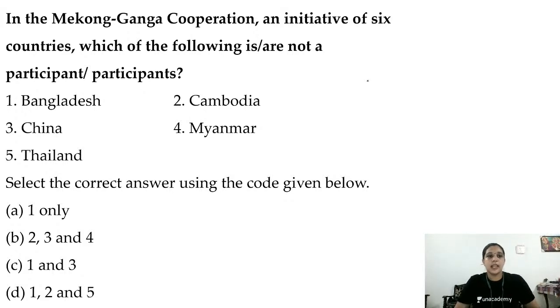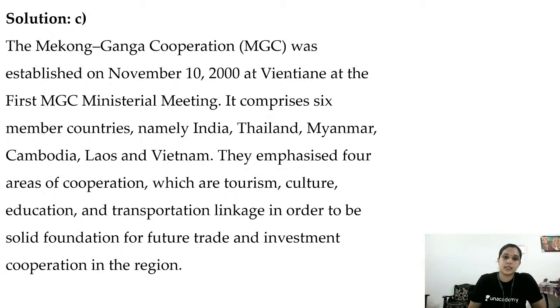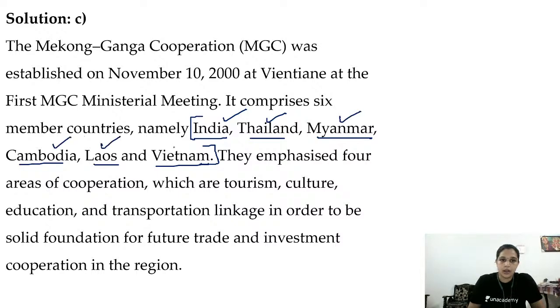Clear? See, in this Mekong Ganga Cooperation, an initiative of 6 countries, which of the following is not a participant? See this question, they're talking about not a participant, they're not talking about who are all the participants. So Mekong Ganga is an initiative established based on the rivers Mekong and Ganga. It comprises 6 member countries, namely India, Thailand, Myanmar, Cambodia, Laos and Vietnam. For this question, you should definitely know this. I'm repeating: India, Thailand, Myanmar, Cambodia, Laos, Vietnam.